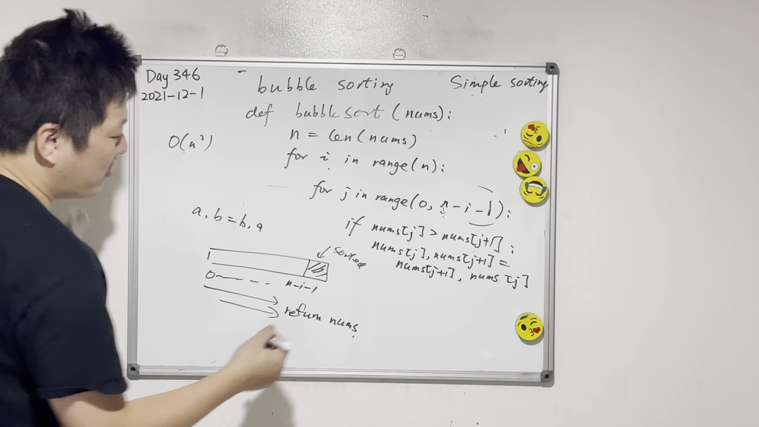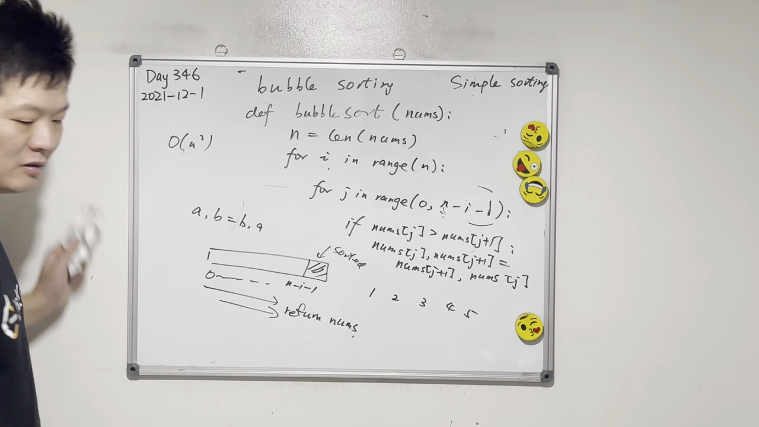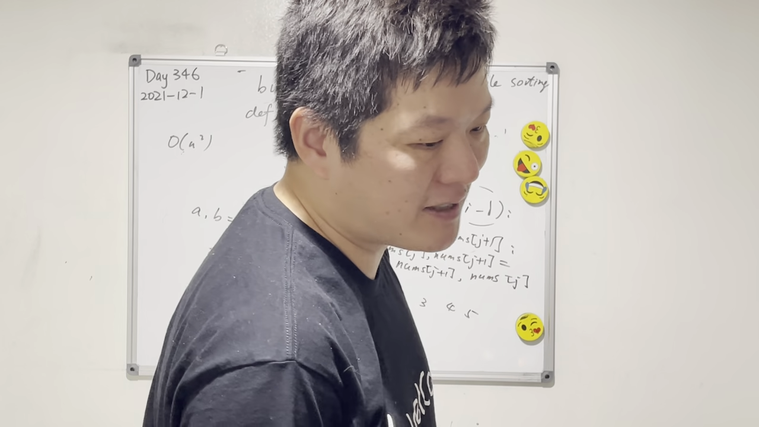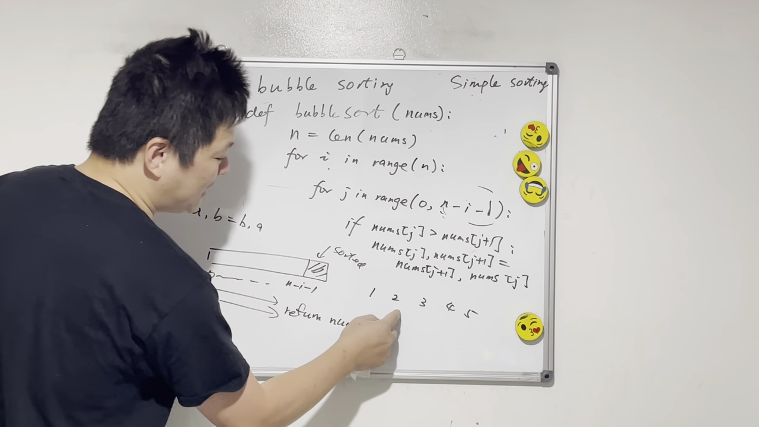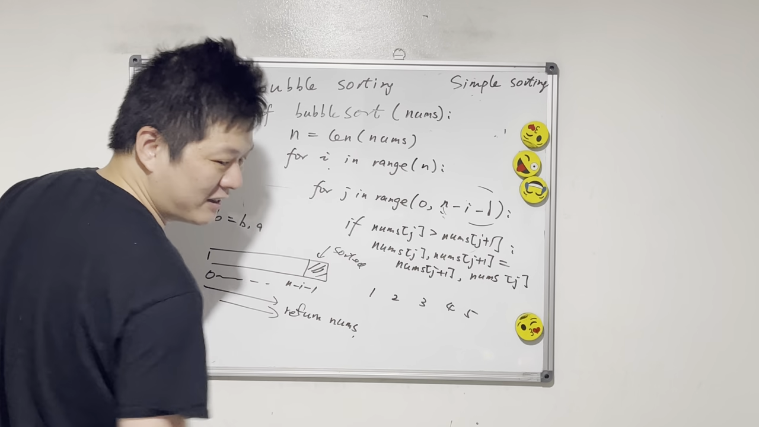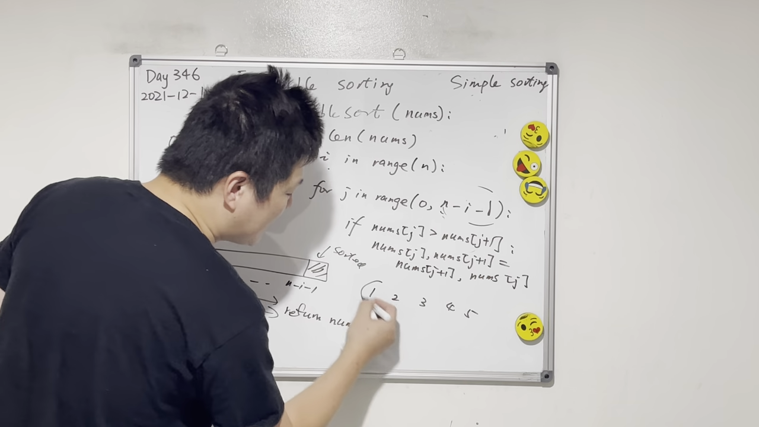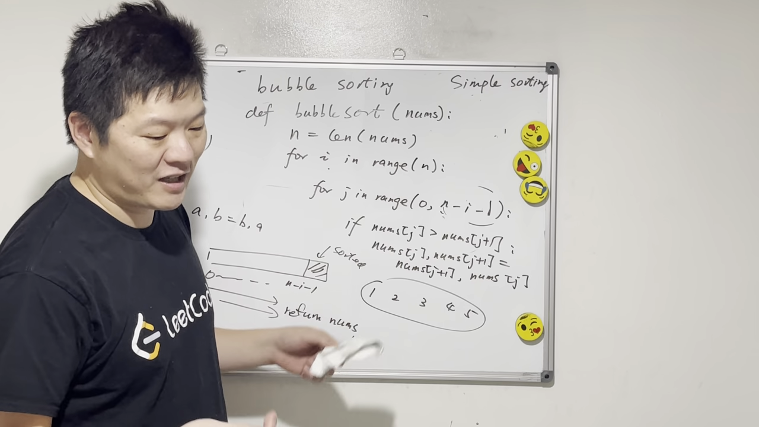Okay, so how about if the numbers are already sorted? 1, 2, 3, 4, 5. Can you swap any of these? No. Why is that? Because they're already sorted. No matter how many rounds you do, they are already sorted. So do we need to continue this time? If this list is already sorted, then we can just break, we can just exit.